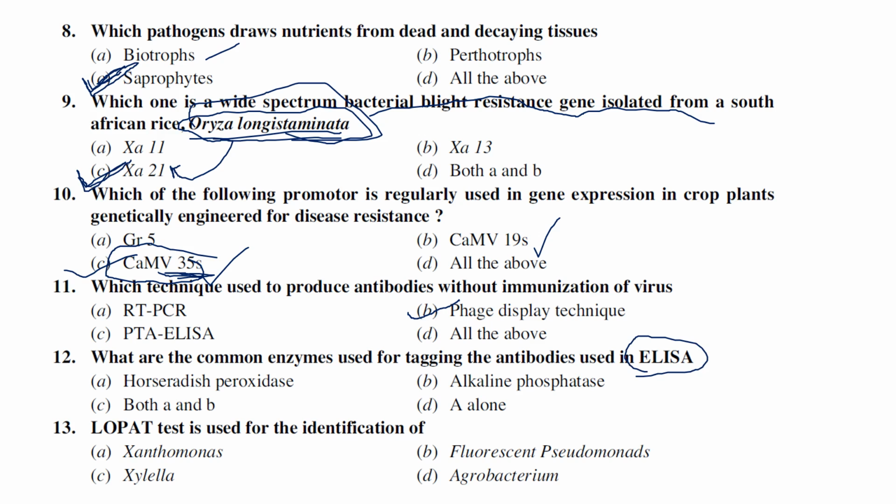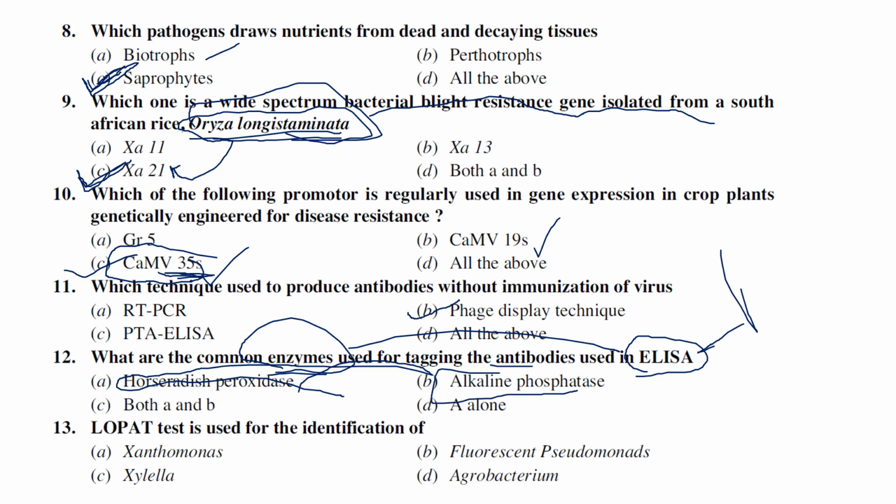So what are the common enzymes used in tagging of antibodies for ELISA? They are asking which enzyme is used in ELISA. Options: horseradish peroxidase, alkaline phosphatase, both A and B, or D is A alone. Here, horseradish peroxidase and alkaline phosphatase are both enzymes used in ELISA. The substrate used in ELISA is PNPP, which means para-nitrophenyl phosphate. That is the substrate, but the enzymes are horseradish peroxidase and alkaline phosphatase.